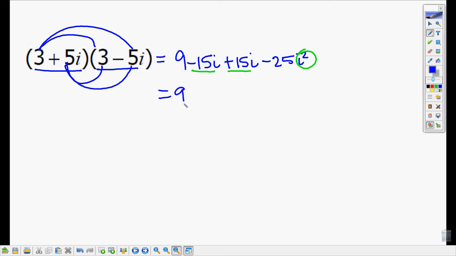So I have 9. Now this is what should happen every time you multiply two conjugate pairs. That center term is going to disappear. So I have a negative 15i plus 15i, which goes to 0. So then I have minus 25. i squared is going to be replaced with negative 1. So then I'm going to have 9. A negative 25 and a negative 1 make a positive 25. And 9 plus 25 is 34.